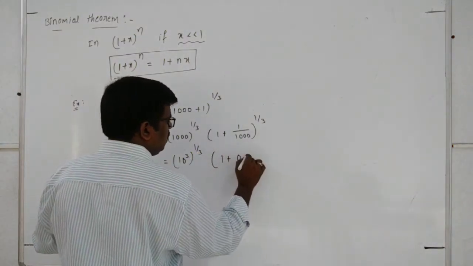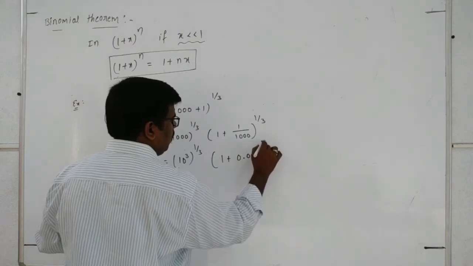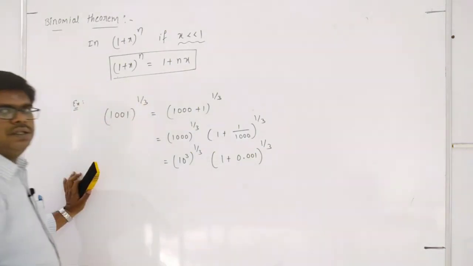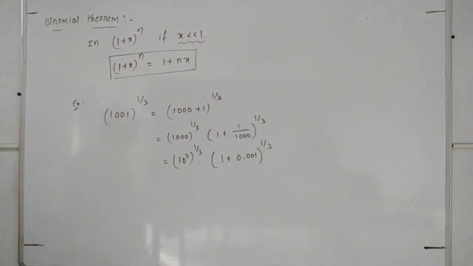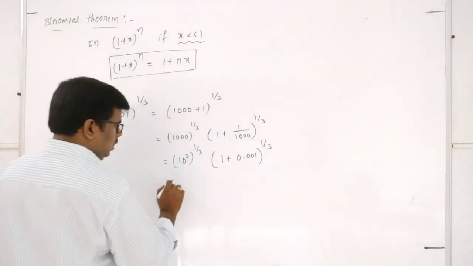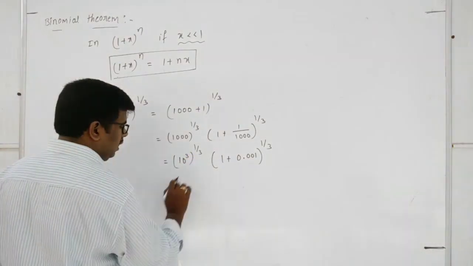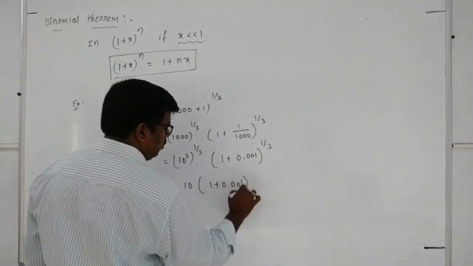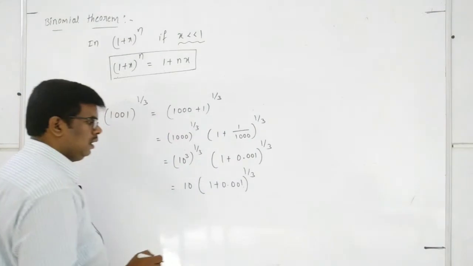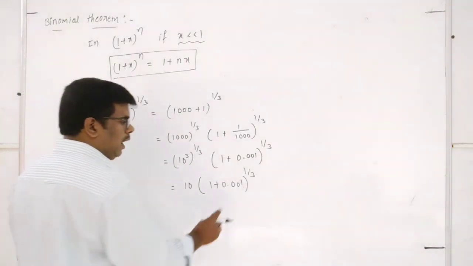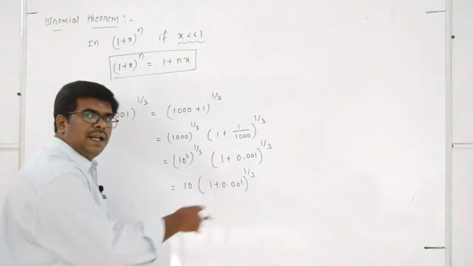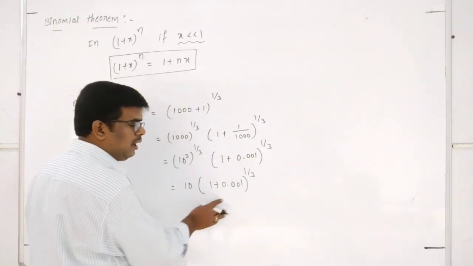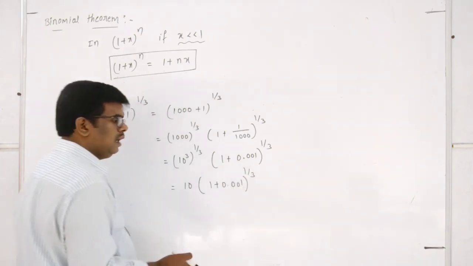And it is 1 plus 1 by 1000, in the sense 0.001 whole power 1 by 3. 1 by 1000 means you can write 0.001. Now 10 cube whole power 1 by 3 means 10 into 1 plus 0.001 whole power 1 by 3. Now you can observe again whether our condition is obeying or not. 1 plus x whole power n form is there or not?